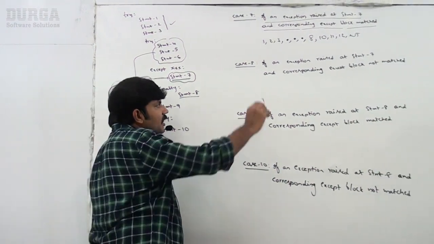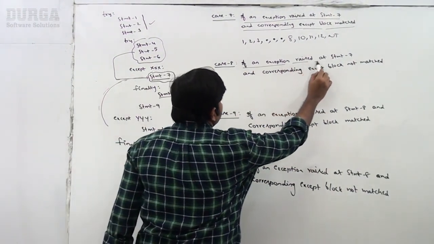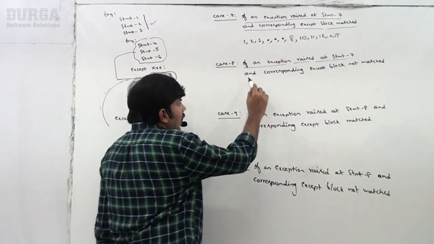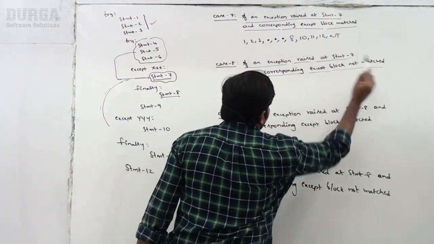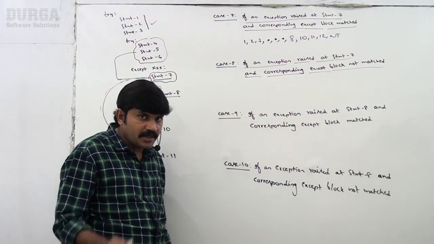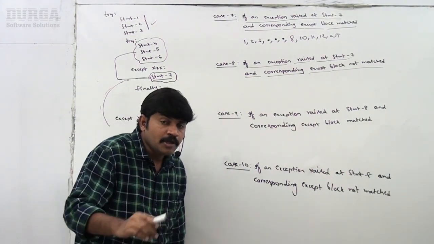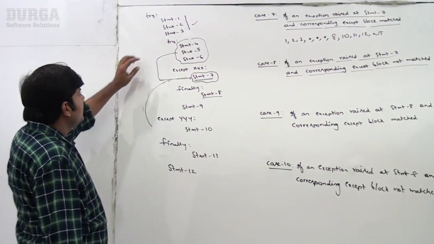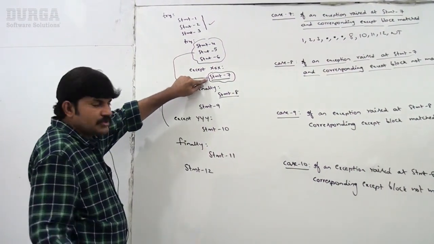Observe. Sir, if an exception rises at statement 7, same statement 7, and the corresponding except block not matched, what will happen? Now observe. Sir, how the control will come to statement 7?